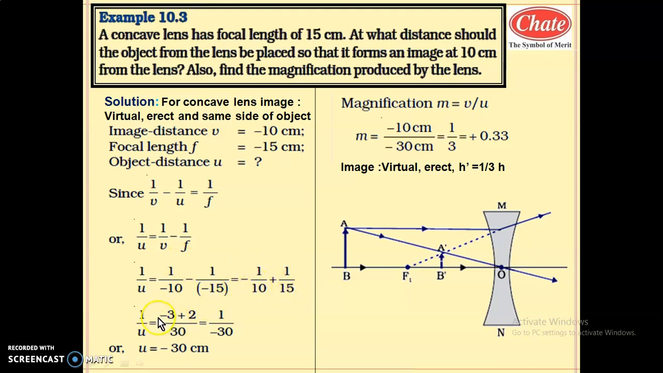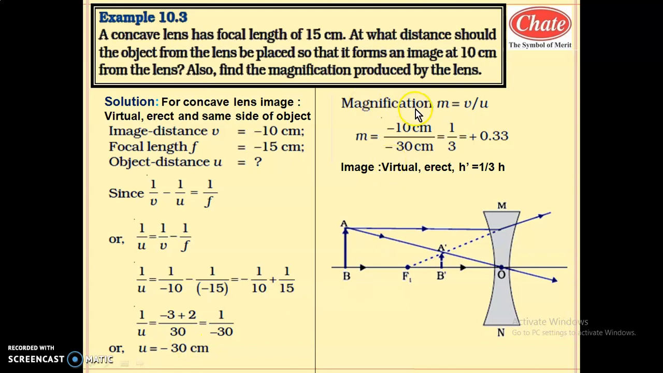On solving this by taking LCM as 30, it is minus 3 plus 2, equal to 1 by u. So 1 by u equal to minus 1 by 30. Hence the u will be minus 30. So the u value is minus 30. As u is negative, it will be to the left side, means on the same side of the object.